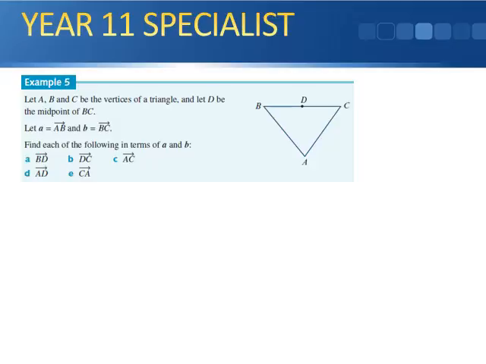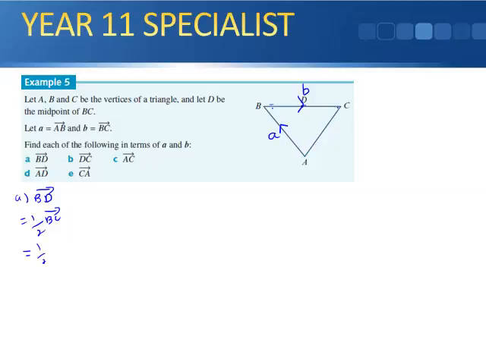Example 5. Let A, B, and C be the vertices of a triangle and D be the midpoint of BC. Let A to B be a, so that's that way, A to B, and B to C, I'll put it in the middle, be b. Find each of the following in terms of a and b. So part a, B to D. Well, that's just a half of BC. That's a half of B to C.